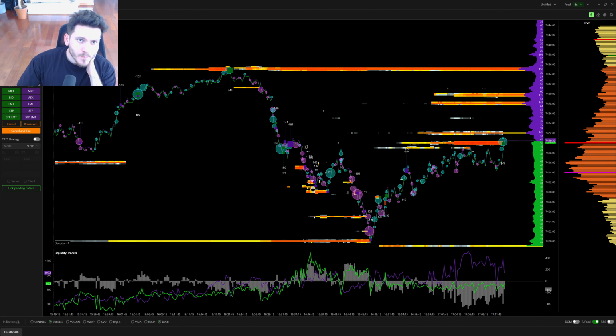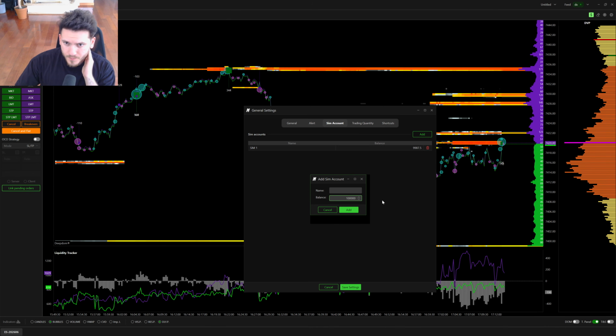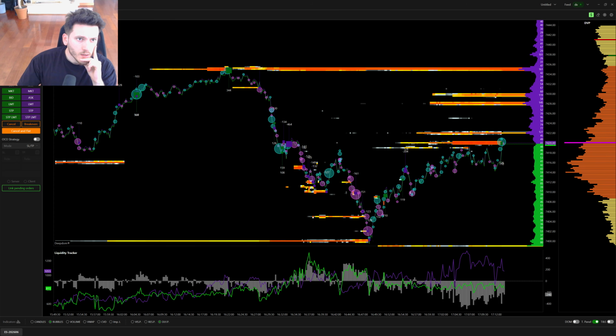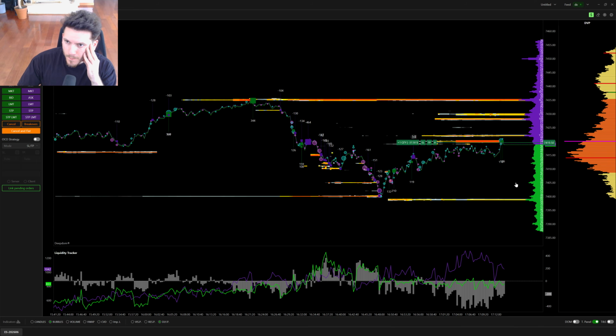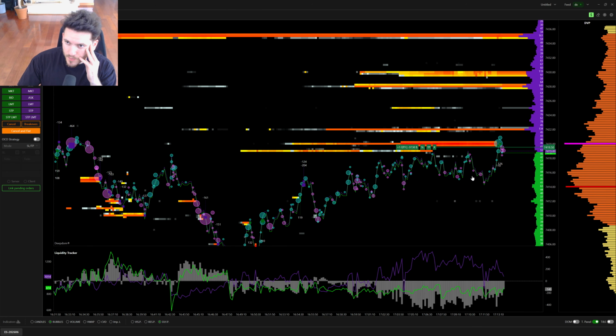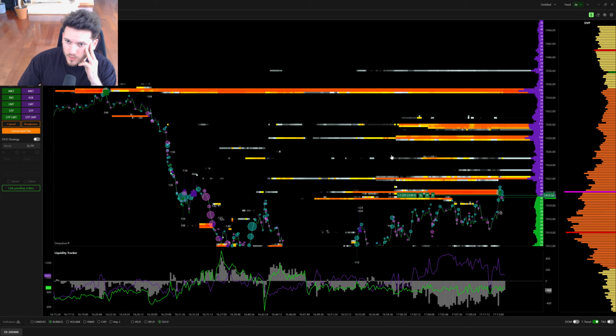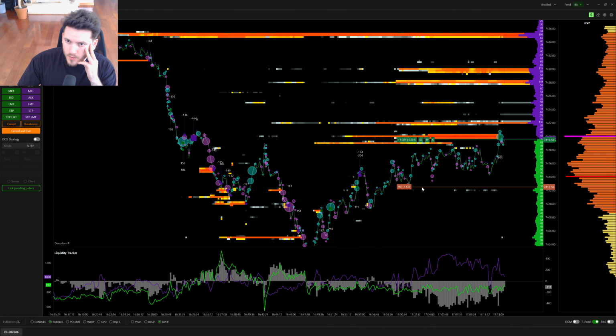So you can go on settings. You can have a SIM account, for example. I'm going to add a SIM account for, let's say, 100K. I can name it test. Save. And I can select that account. Let's see. Yeah. Okay. So as you can see, I bought directly here, and I can trade it directly from the heat map. Also in the backtest, by the way. For example, I might put my stop loss below here, and the take profit above here. That's the first way of doing it.